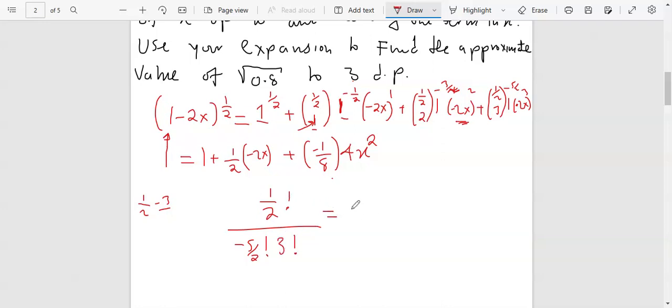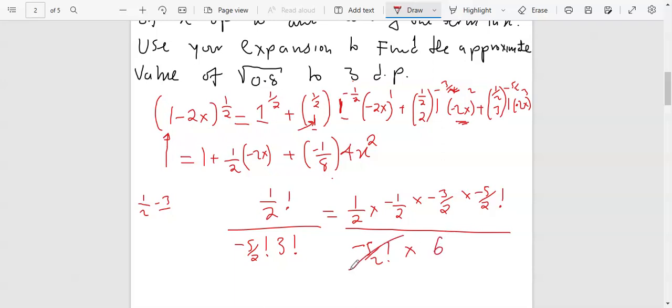So this is going to be half multiplied by half minus 1, negative half. Negative half minus 1, negative 3 over 2. Negative 3 over 2 minus 1, negative 5 over 2. This one I'll end and put a factorial, over negative 5 over 2 factorial times 3 factorial, that's a 6. So this cancels with this. So we're going to have half times negative 1 over 2 times negative 3 over 2.